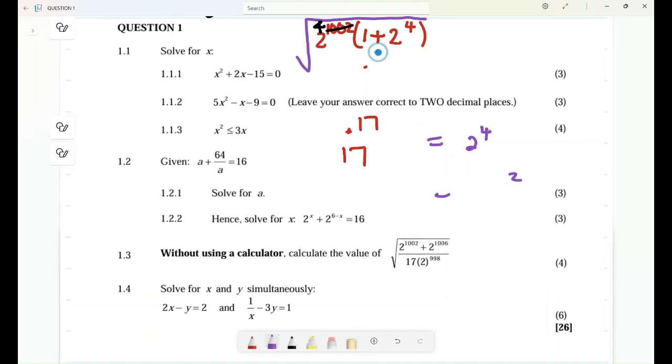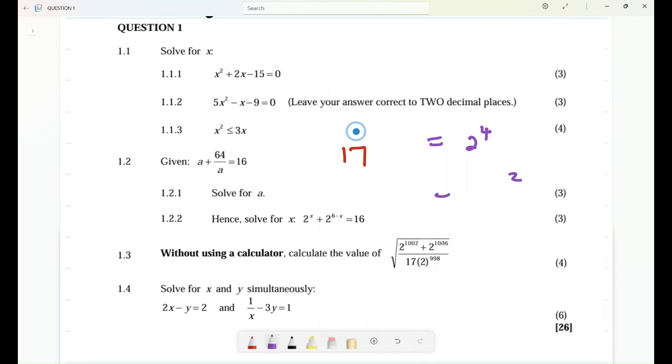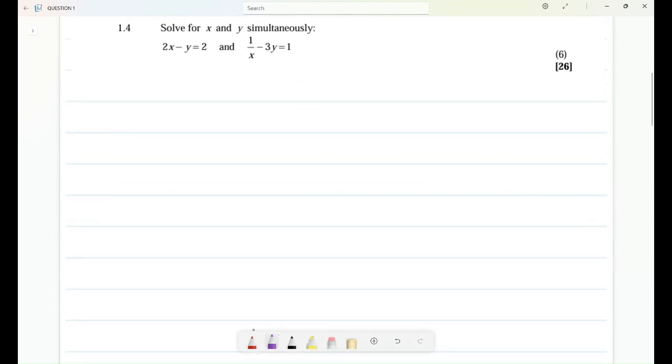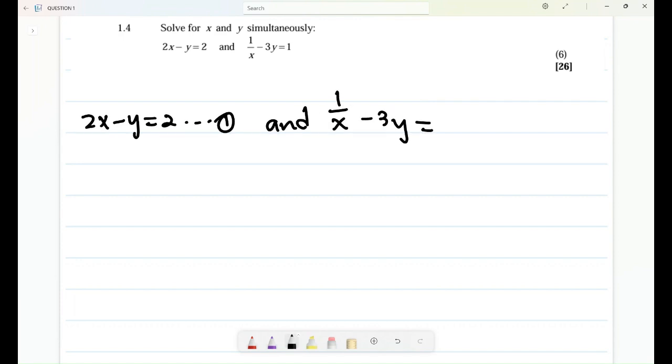The answer is 4. So the last question is a simultaneous equation. Let me say I have 2x minus y equal to 2. Let me make this equation 1. And I have 1 divided by x minus 3y equal to 1.